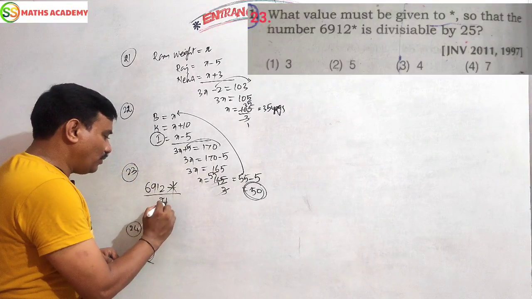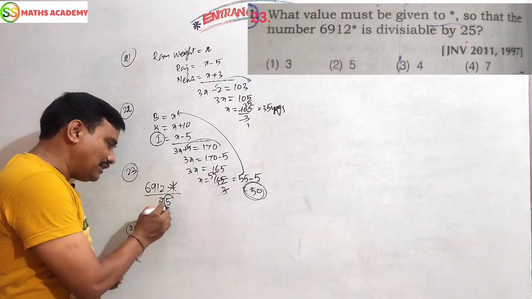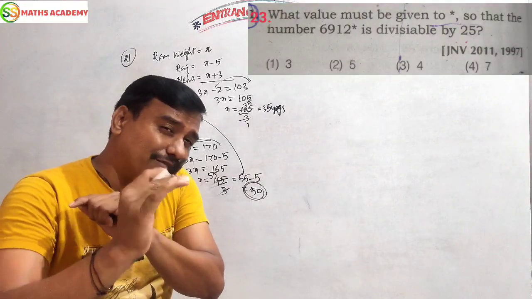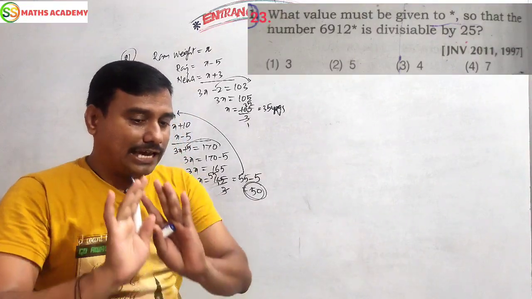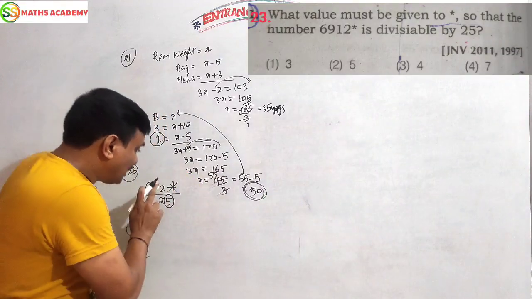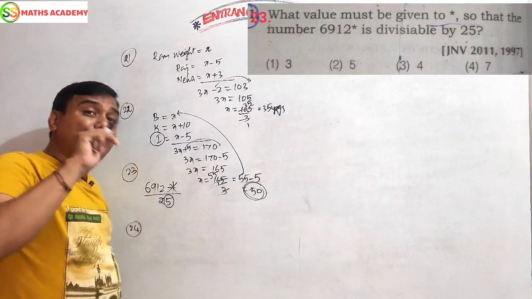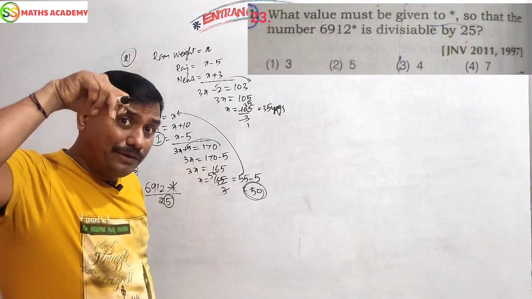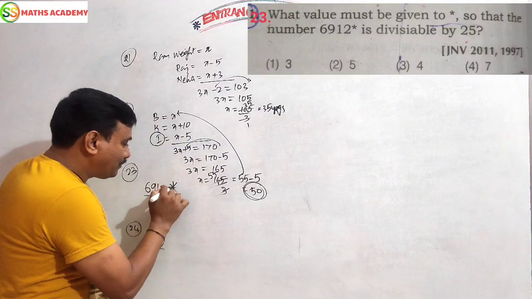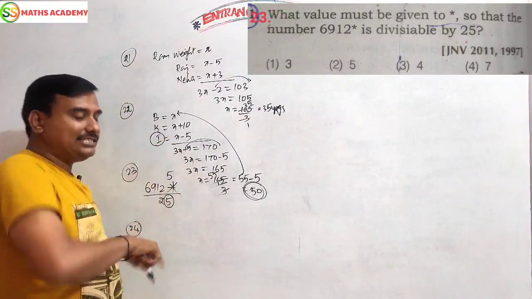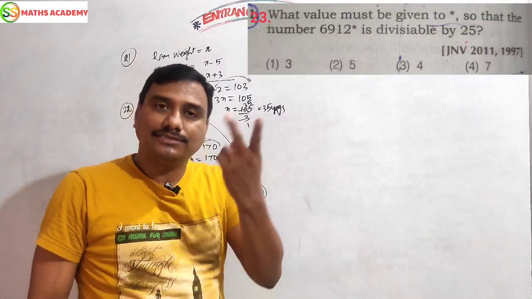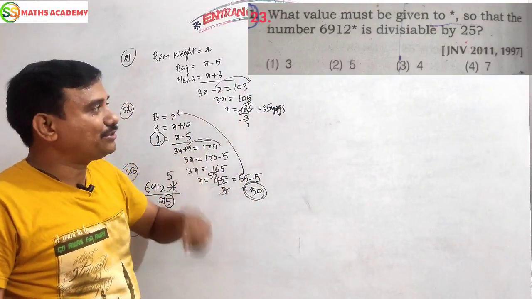You know, for 25, the unit digit is what? 5. Since 25 is divisible by 5, the number must also be divisible by 5, so the unit digit must compulsorily be 5. That means in the place of star we can write 5. Then it is divisible by 25. So the answer will be 5. So the option is what? Second. That's it, the second option is correct.